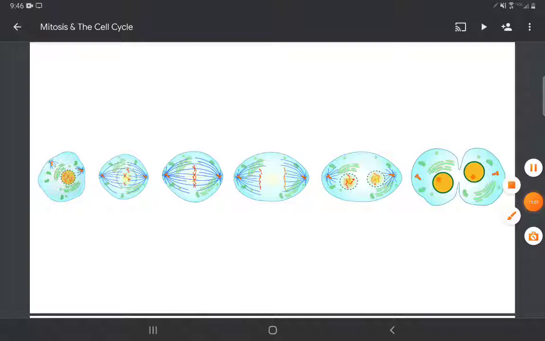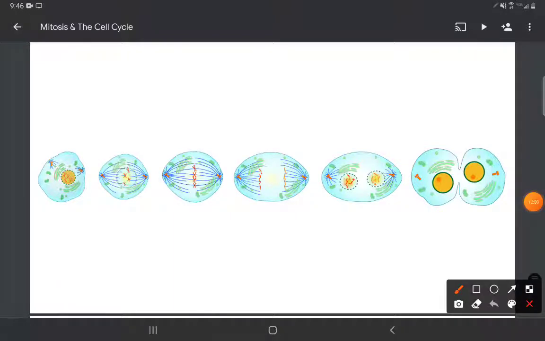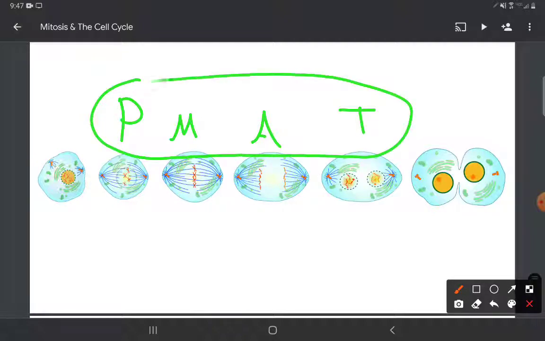To help you remember the phases, you can remember the acronym. In prophase, the nucleus dissolves and the chromosomes appear. In metaphase, those chromosomes align. In anaphase, those chromosomes divide, and in telophase, those chromosomes relax into chromatin. This acronym sounds like PMAT.